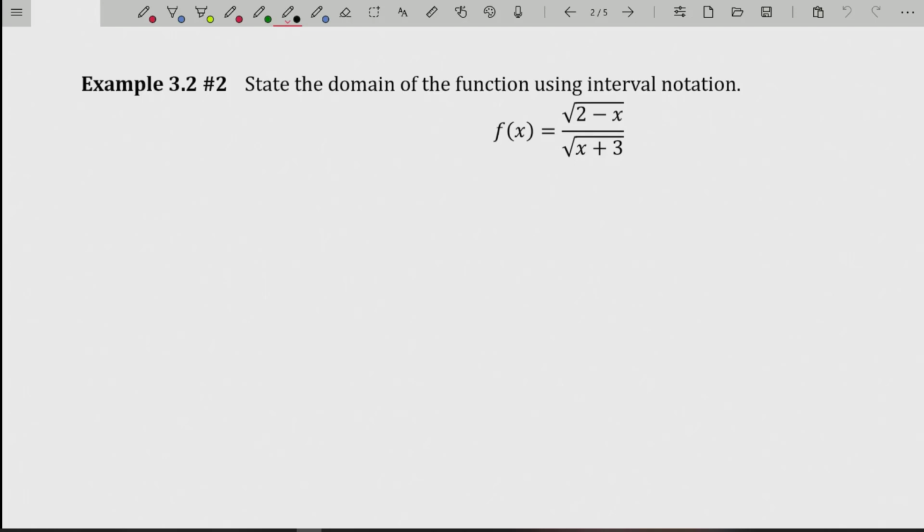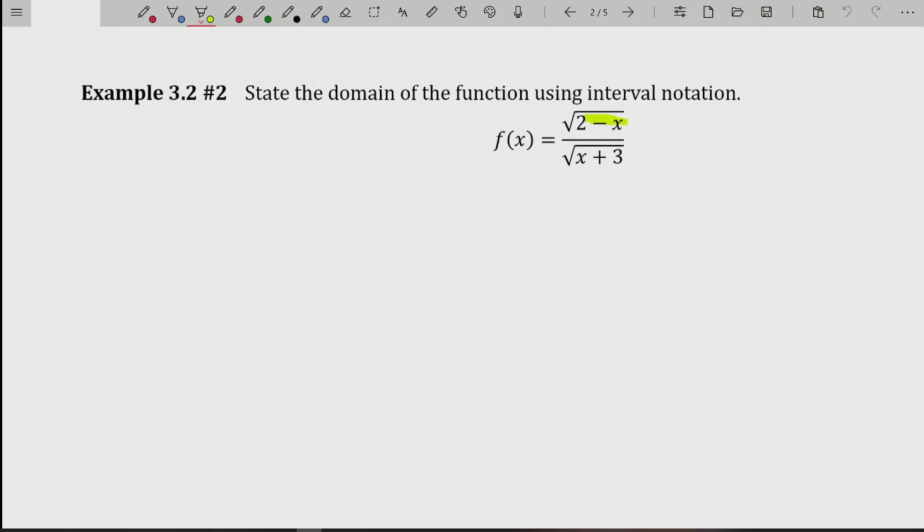I have a function. I need to figure out what's going to cause issues. I see this is actually a combination of a lot of functions. It's got a square root function right here. And we know that within a square root, you cannot have a negative number. There's another square root function downstairs, again, can't have a negative number in there, but also because it's in a denominator, it can't be 0 as well. So let's go ahead and talk about each of those pieces separately. I'll use different colors for this.